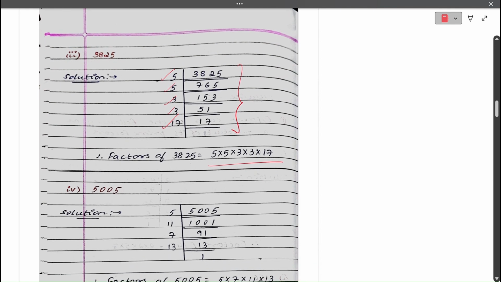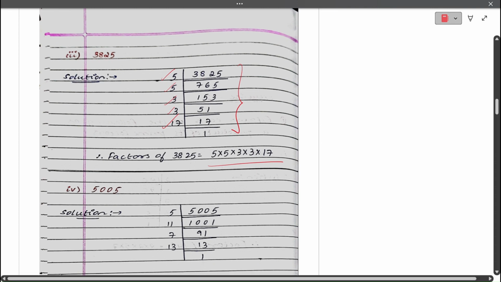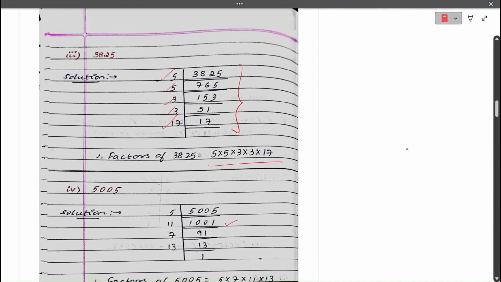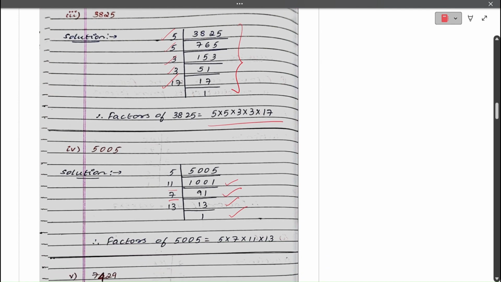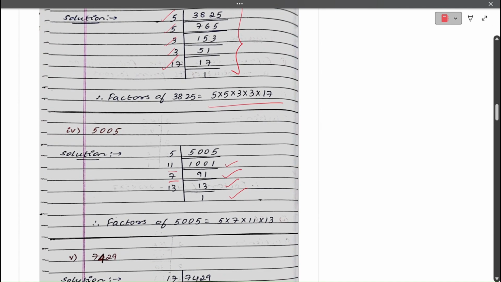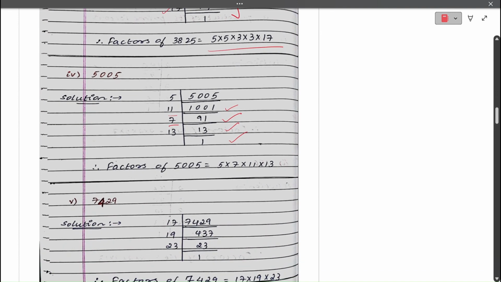5005. By the method of prime factorization, we can factorize it like this. 5005 divided by 5 gives 1001. 1001 divided by 11 gives 91. 91 divided by 7 gives 13. 13 divided by 13 gives 1. Therefore, the factors are 5 into 7 into 11 into 13. Clear? Okay.